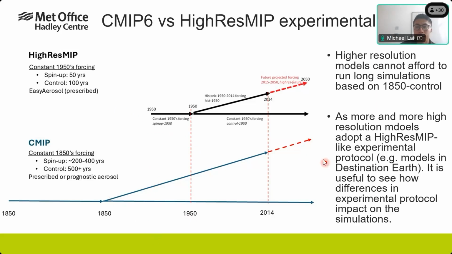Another thing to point out is that more and more high-resolution models are adopting a HighResMIP-like protocol. For example, Destination Earth, which is running kilometer-scale models, is using a 1990 control simulation. So I think it's interesting and also probably important to link these new generations of higher resolution models to the more traditional CMIP class models to really understand how they relate.